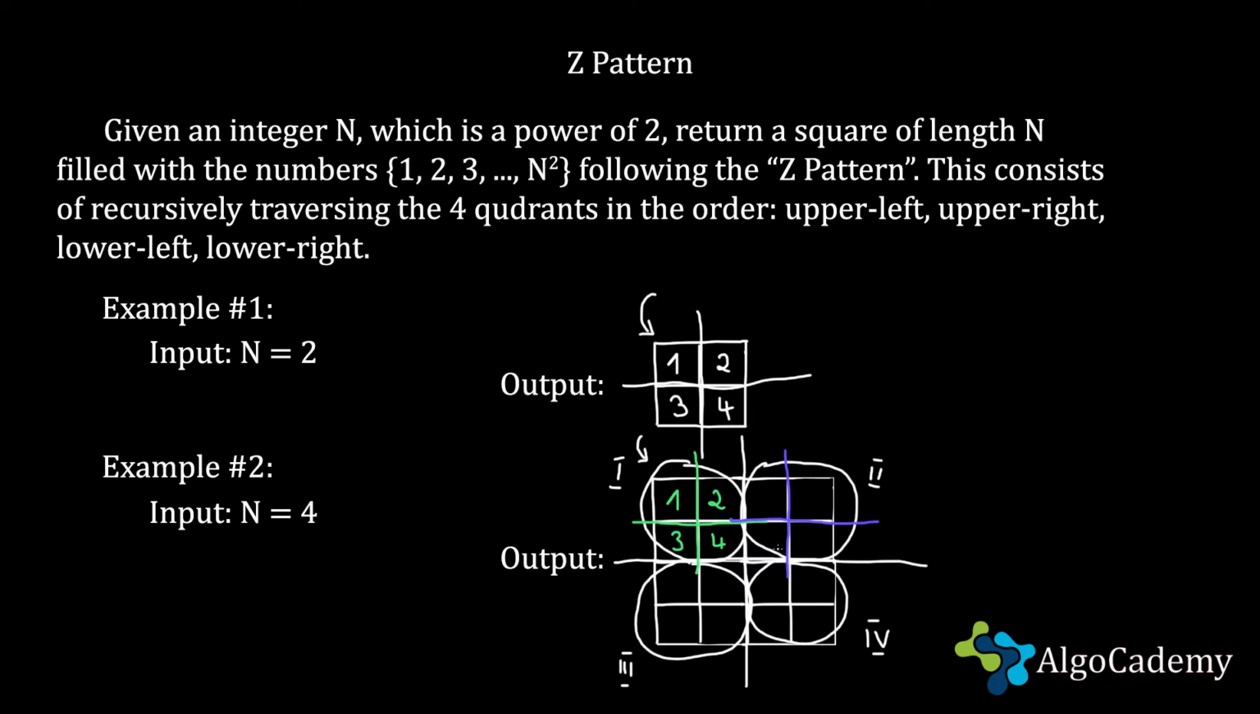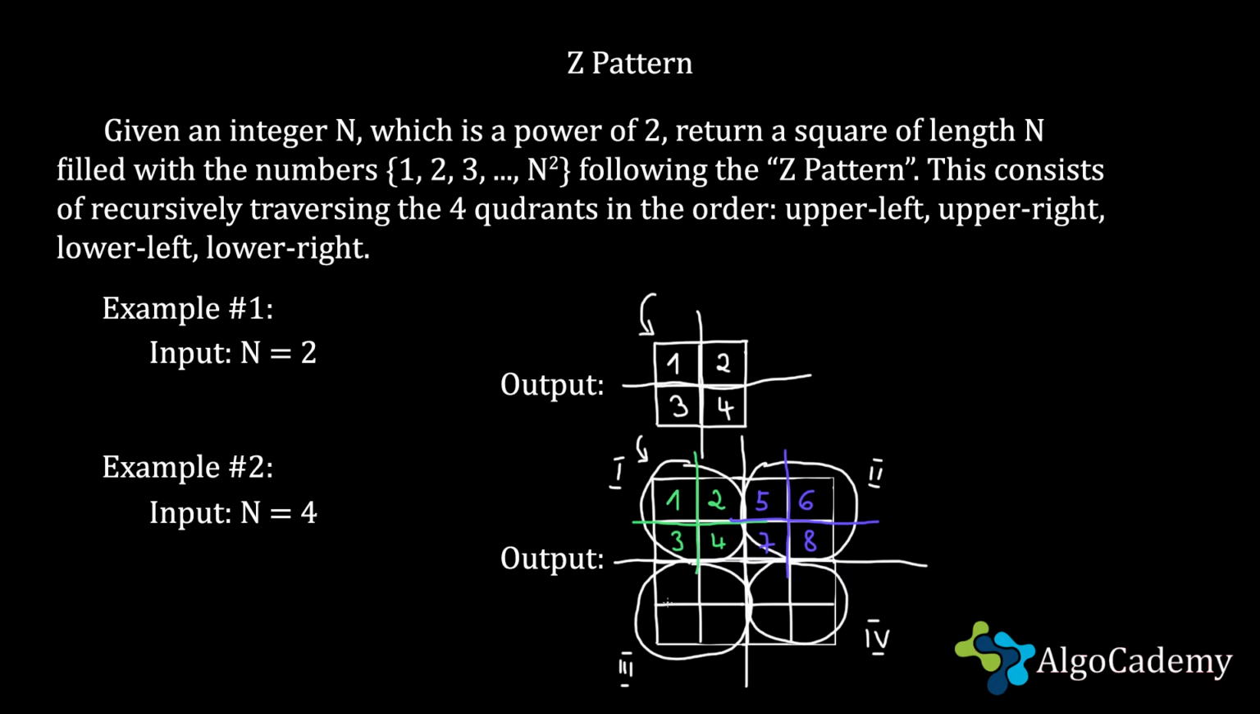And I continue, right? The last number was 4. So I continue. 5 on the upper left quadrant, 6 on the upper right one, 7 in the lower left one, and 8 in the lower right one. Awesome. Now guess what? We go back to the big square and continue with quadrant number 3.